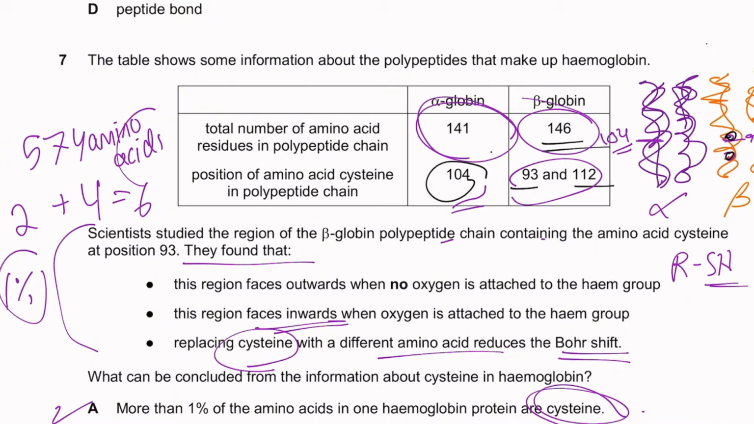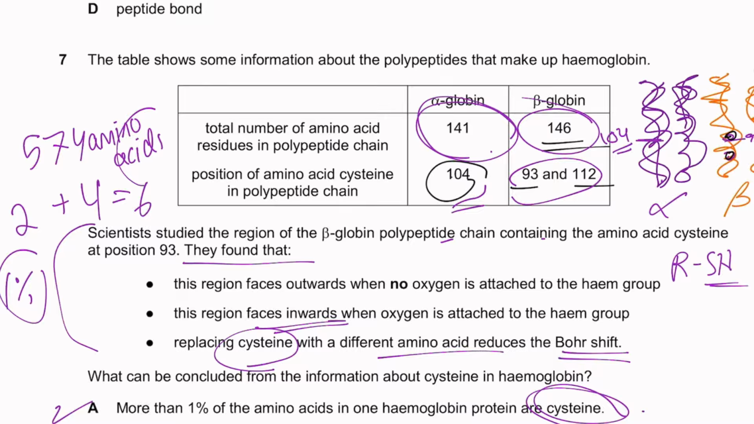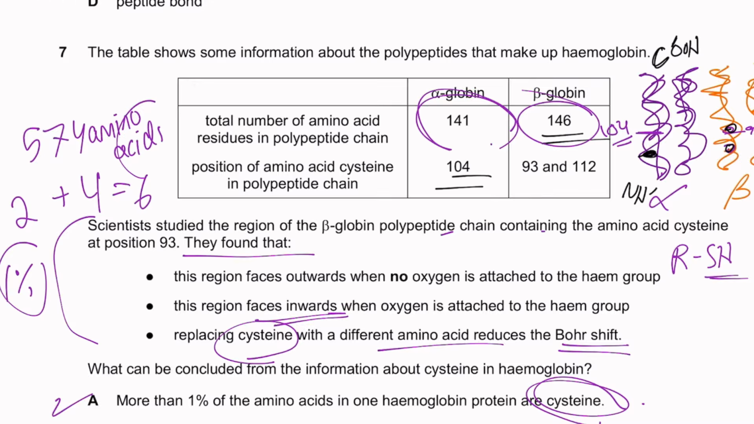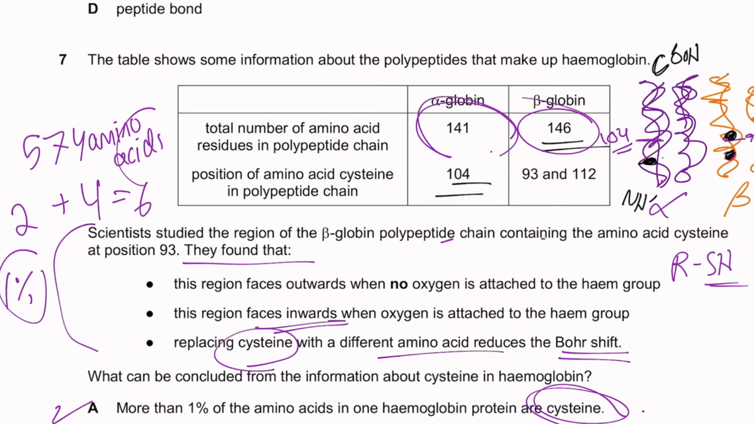Yes. Now, regarding the fact that in alpha globin the cysteine is closer to the end, if this is a valid question, then these numbers do not really work, because the alpha globin has cysteine in the middle. So if, let's say, the COOH end is right here and the NH end is right there, then beta globin is going to be closer because the cysteine is in the middle.